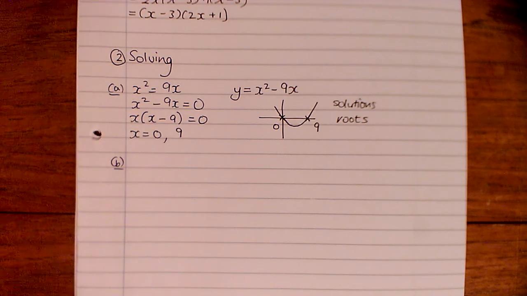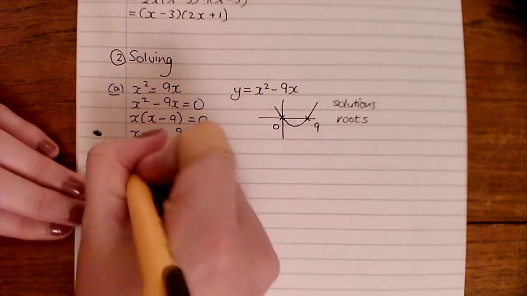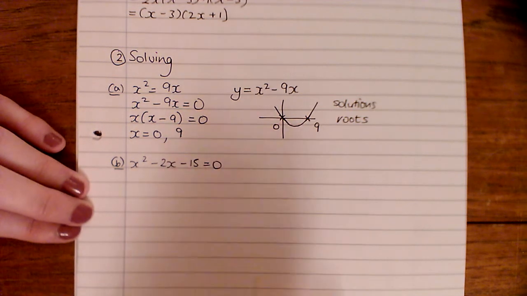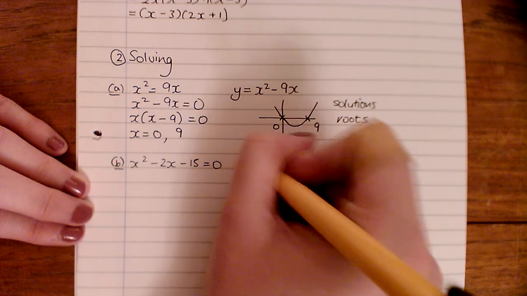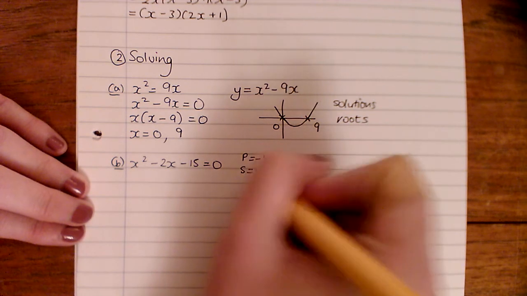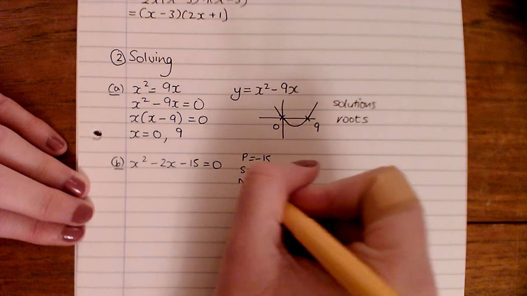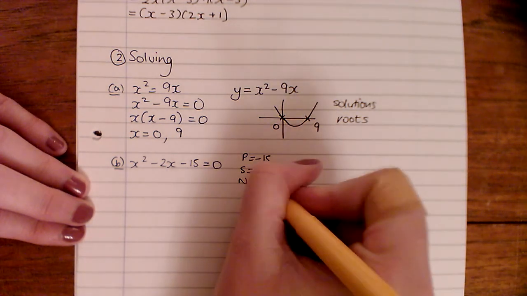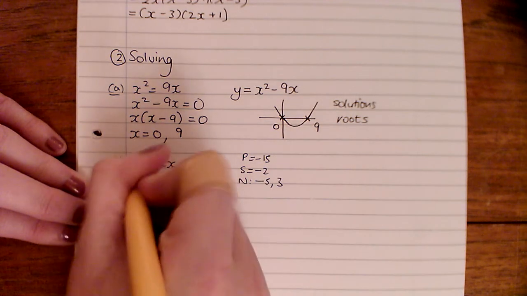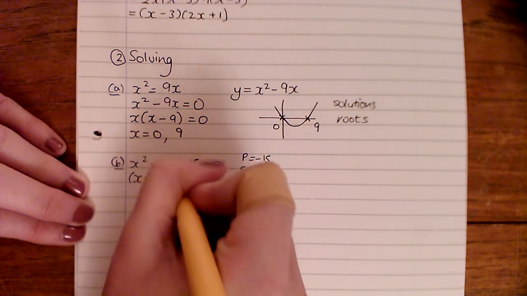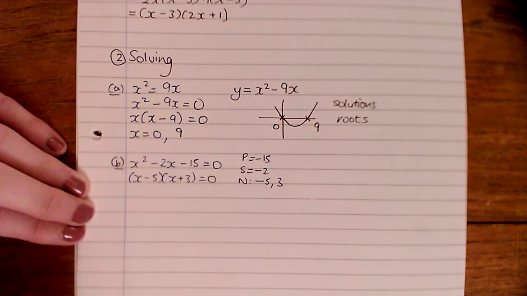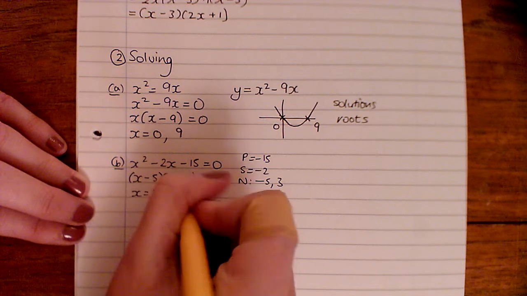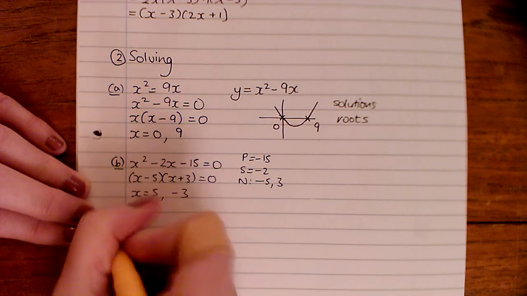So part B, x squared minus 2x minus 15 equals 0. Our product is minus 15. Our sum is minus 2. Two numbers that multiply together to give you minus 15 and add together to give you minus 2 are minus 5 and 3. So we can write that as x minus 5 upon x plus 3 equals 0. So either x is 5 or x is minus 3.